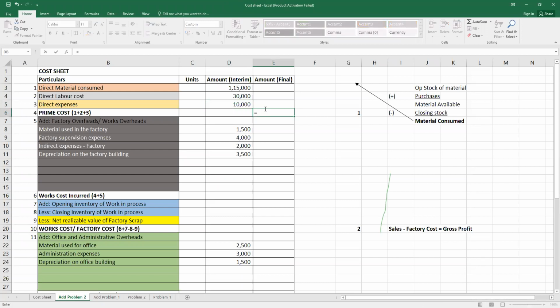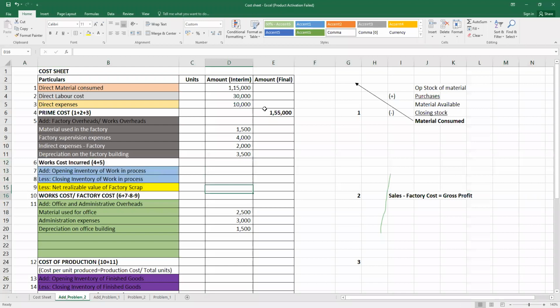Let's calculate the prime cost first. So please check your figures. The prime cost is 1,55,000. Let me tell you the additional lines first.